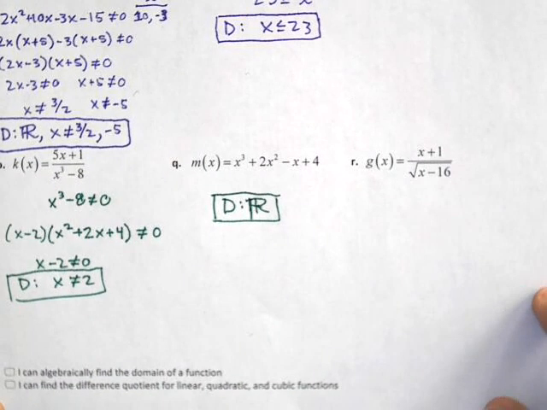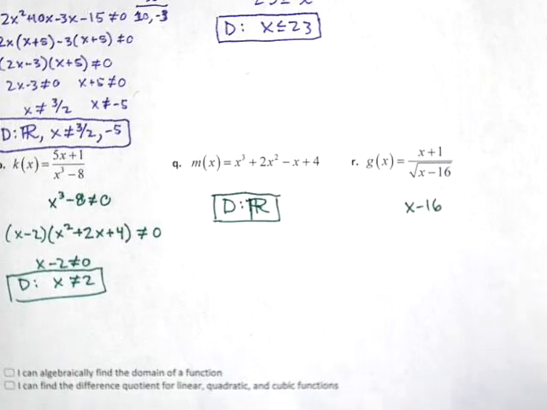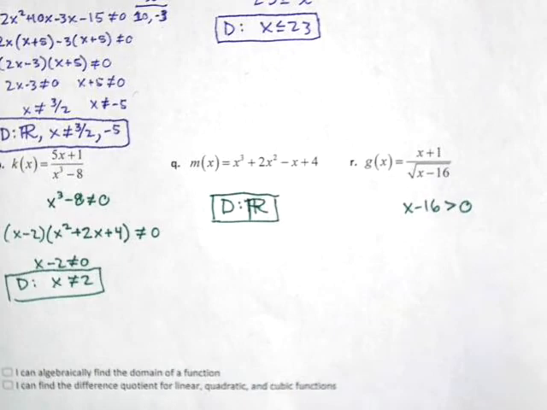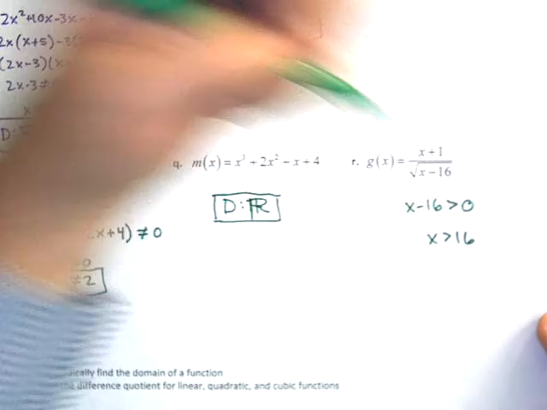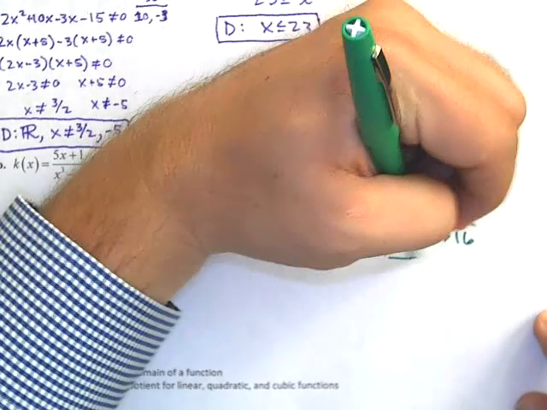We have a radical in the denominator, which means that that expression not only has to be positive, but it also cannot equal 0. So, x minus 16 has to actually be greater than 0, which means that x must be greater than 16. We finish by saying that is our domain.